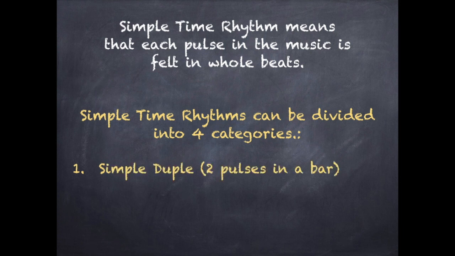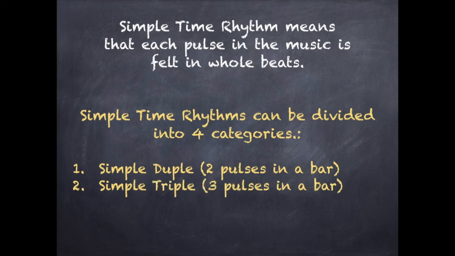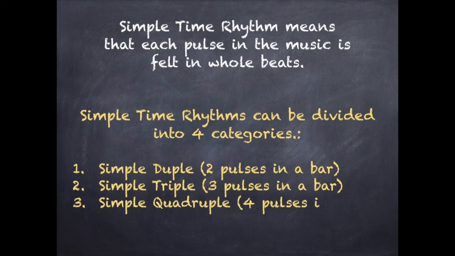Number 2, simple triple, which means there are 3 pulses in a bar. Number 3, simple quadruple, which means there are 4 pulses in a bar. And number 4, which we can call other, which has more than 4 pulses in a bar.